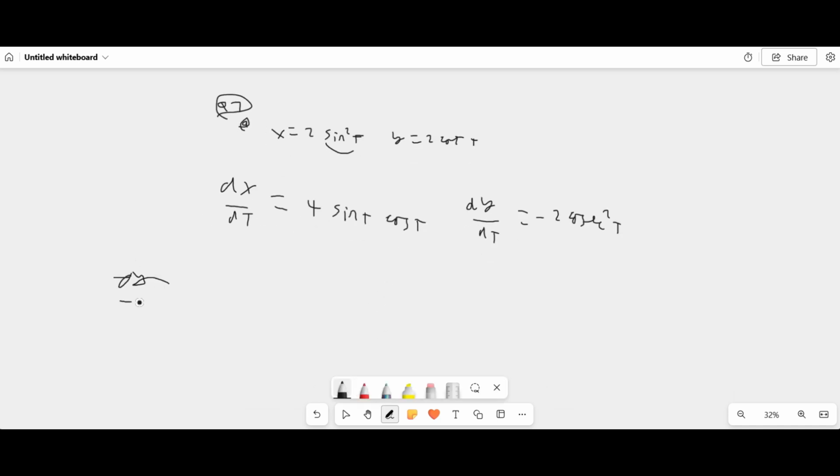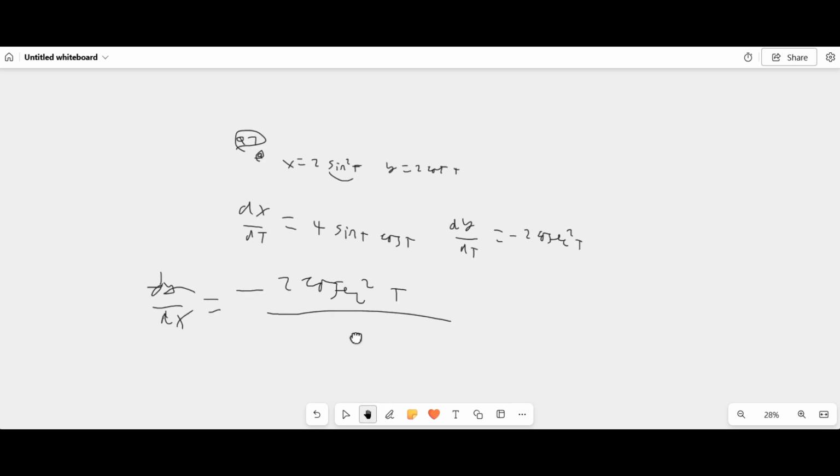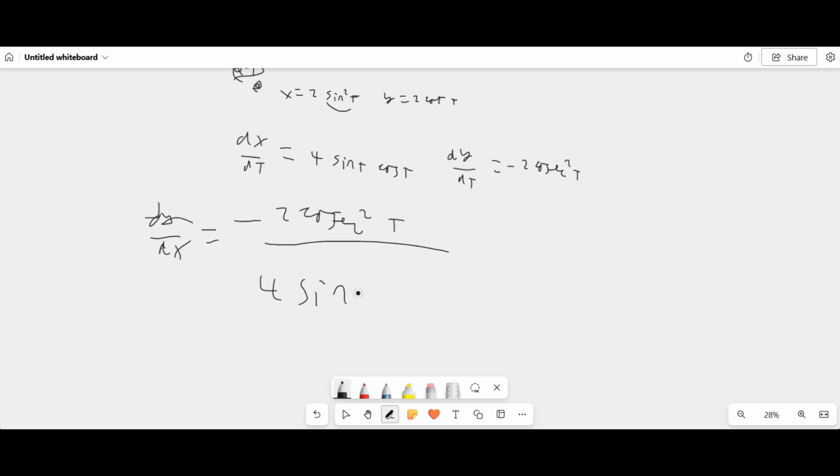So therefore dy over dx is going to be negative 2 cosec squared t over 4 sine t cos t. Which if you think about it, the 2 and 4 are going to cancel, negative 1 over 2 here. 1 over cos is sec. And then cosec squared divided by another sine. Cosec is already 1 over sine. So 1 over sine squared divided by another sine is going to be cosec cubed, 1 over sine cubed.